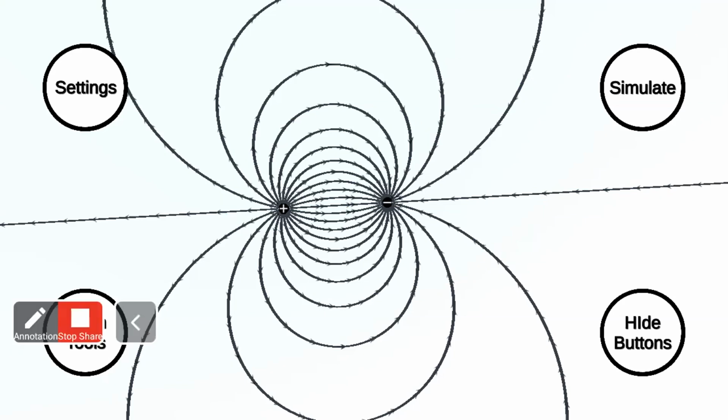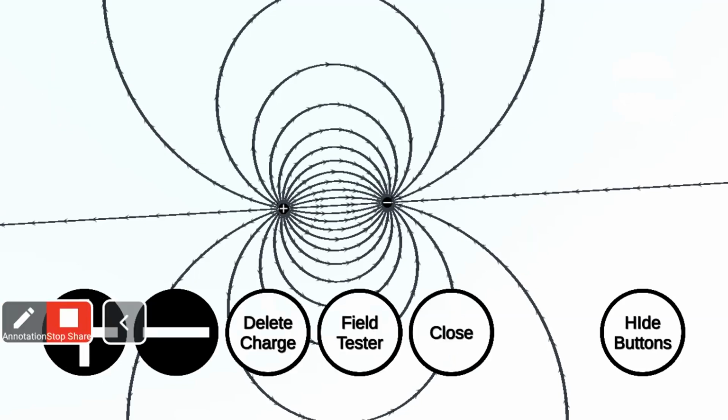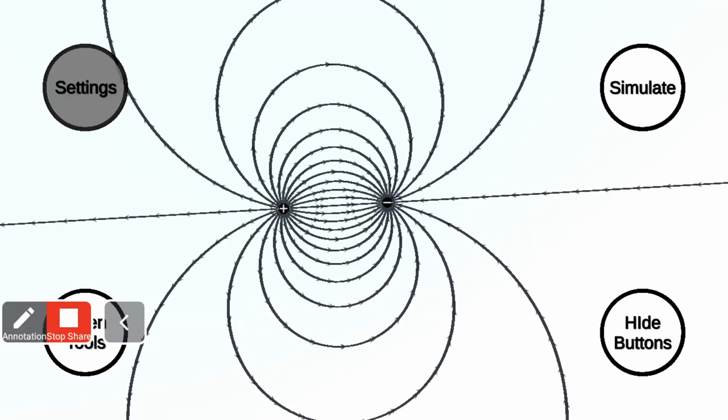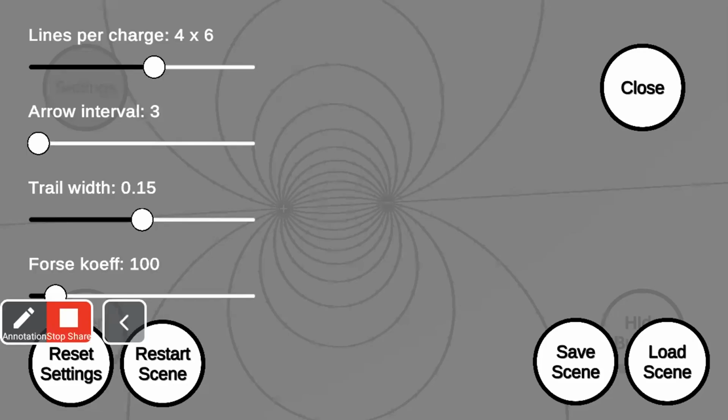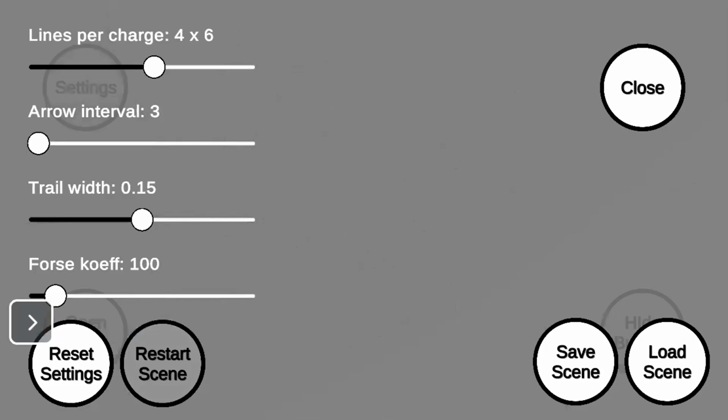Then we are going to prove one more thing. What happens if one charge resides on another?